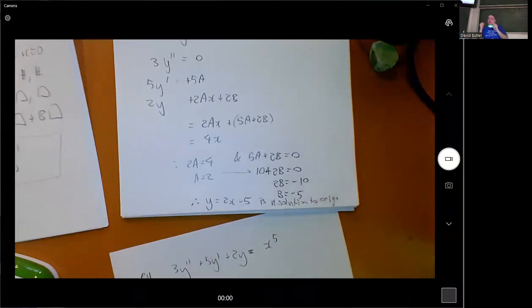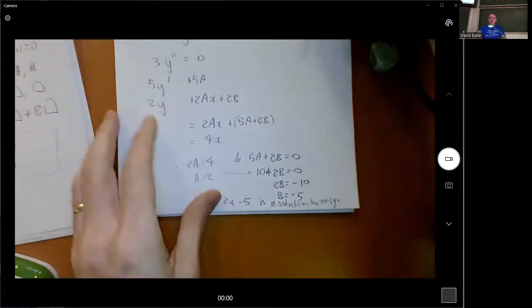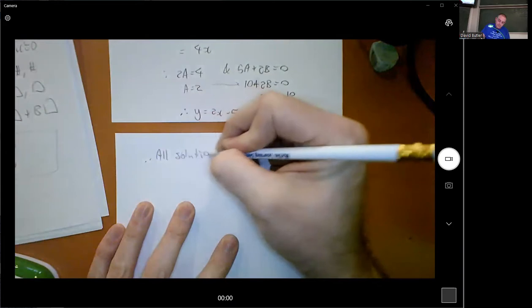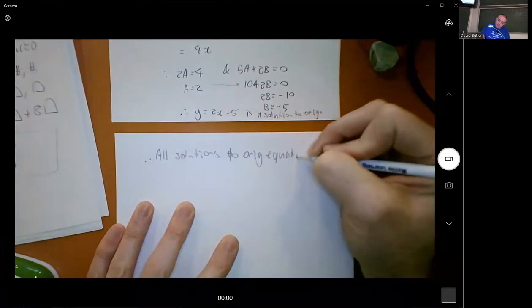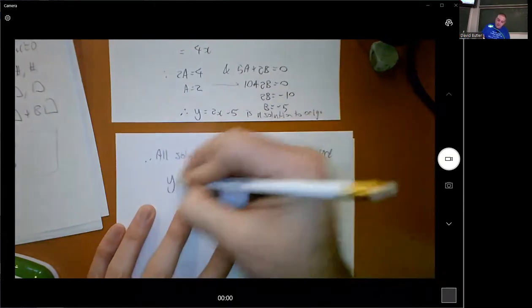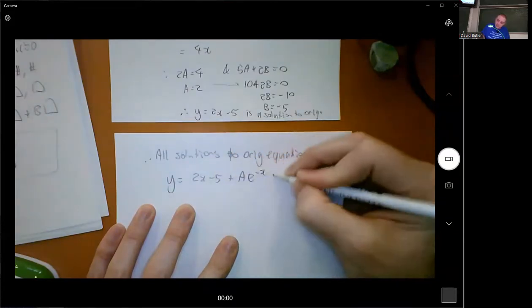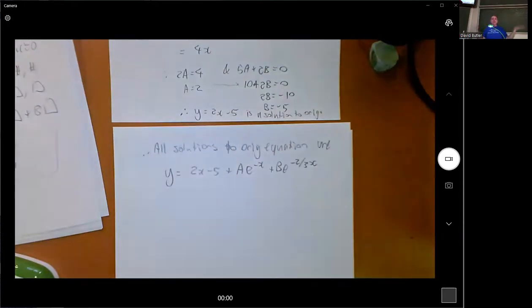A particular solution, because it's not just a random solution. It doesn't have unknowns. I know exactly which solution it is. And so therefore all the solutions to the original equation are: y is the particular solution plus all the solutions to the homogeneous one. Ta-da! That's the whole process.